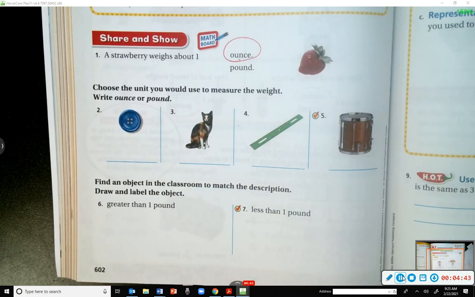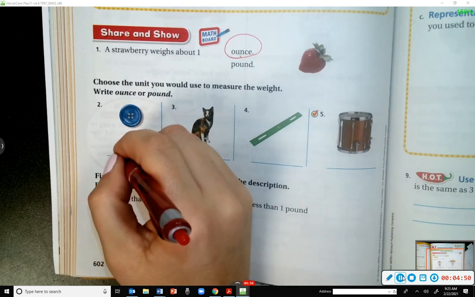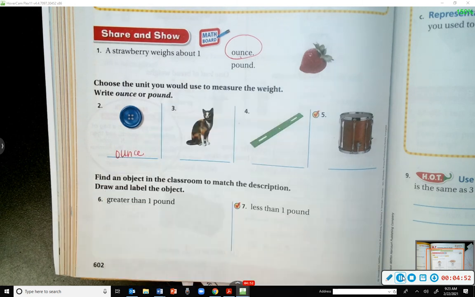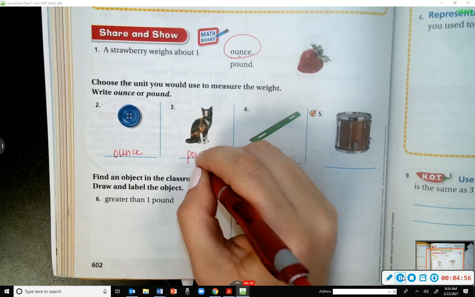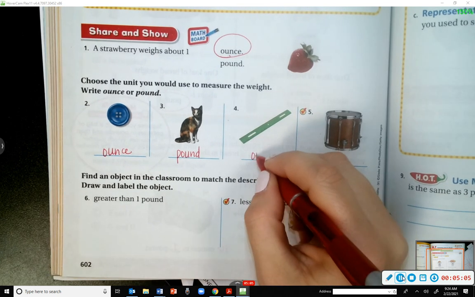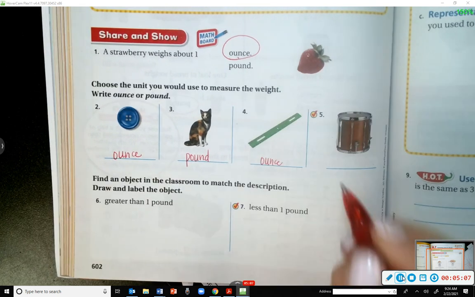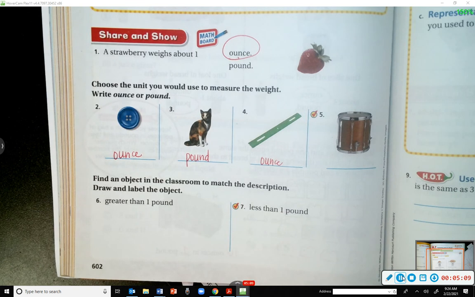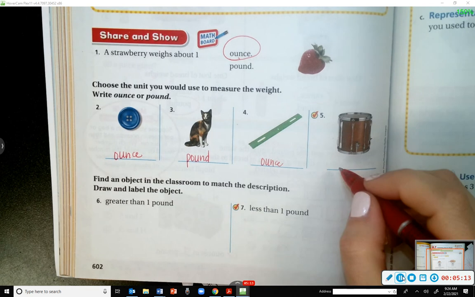Okay, number 2. You have to choose ounce or pound. So a button. Ounce. A cat. Pound. A ruler. A drum. Pound. Good.